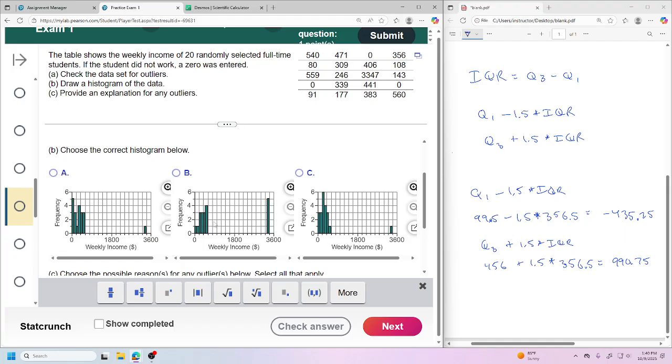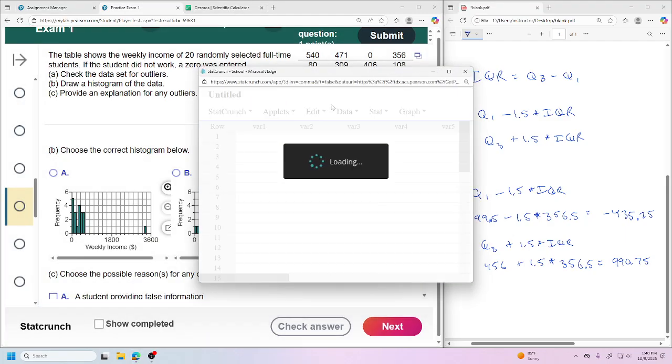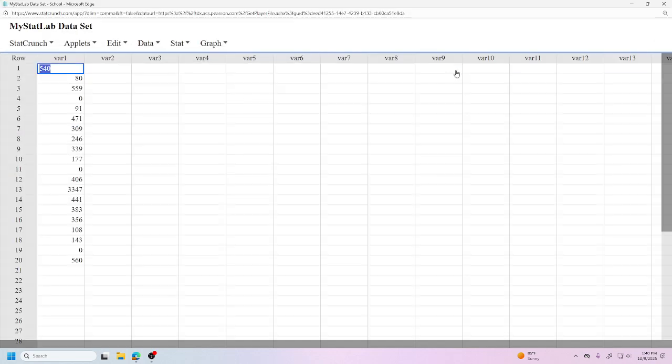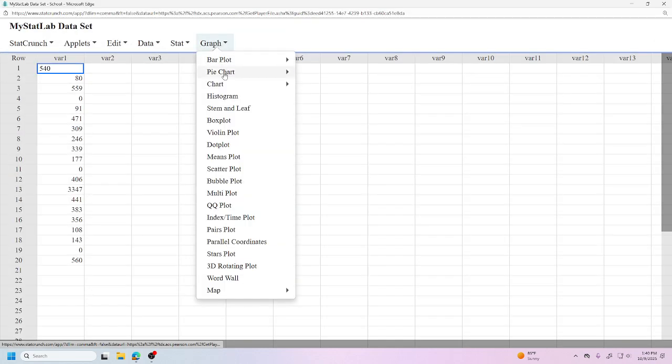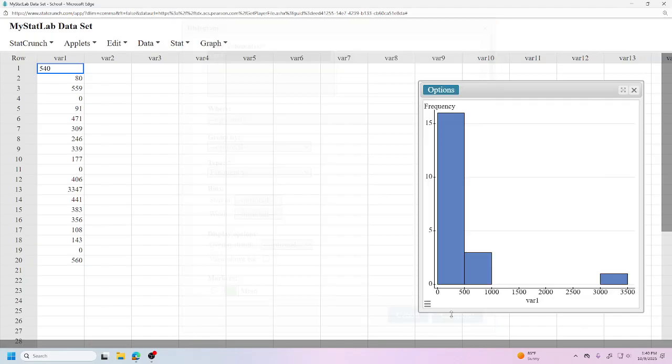So it says, well, which one is it? And honestly, I would have to go find out from StatCrunch, but I think it's gonna be A or C because you see that 3,000 business, right? It's gonna be one of those guys. So here, let me try again. I can't remember how exactly I'm going to do this, but it's a histogram or something like that. Graph, histogram, and I'm just gonna hit compute and see what happens.